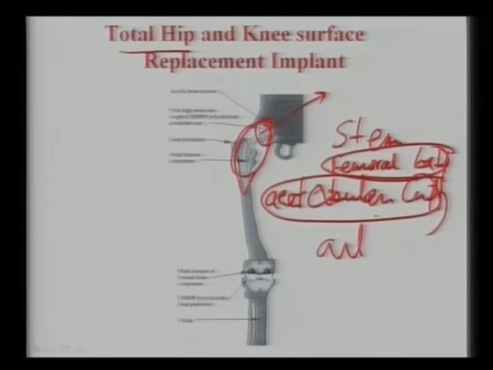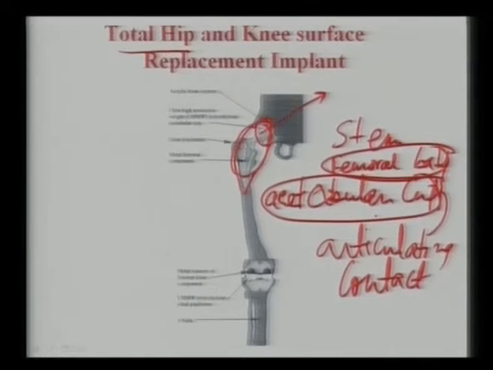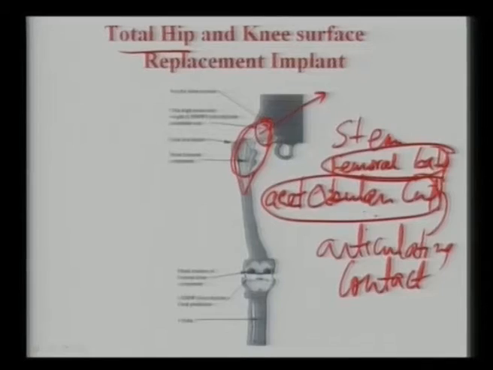Now this articulating contact essentially indicates that this femoral ball is bound to experience friction and wear while in contact with the acetabular cup, which is made of the polymeric material.